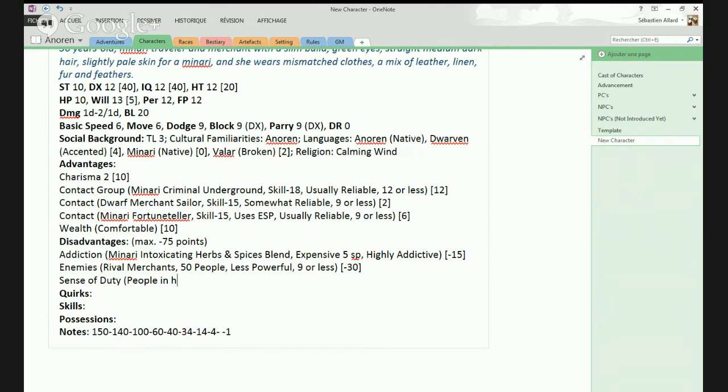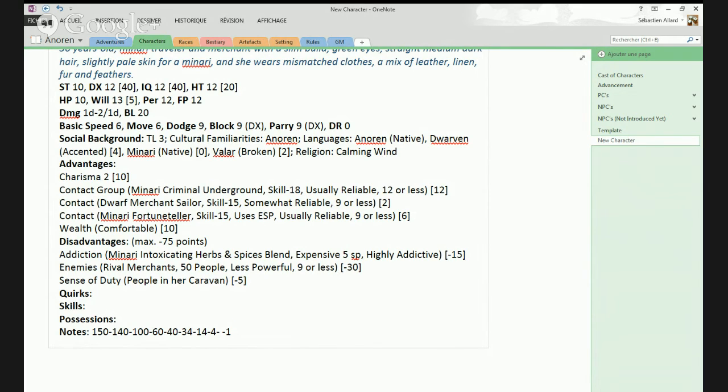People in her caravan, so she has a duty to these people. I have to decide in this advantage what will be the size of this group. Is it an individual, small group, large group, an entire race, or every living being ever? So this will be a small group, minus 5 points.